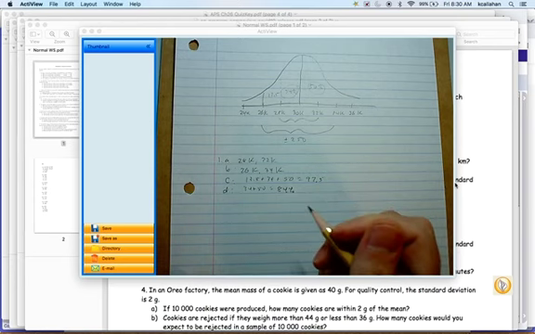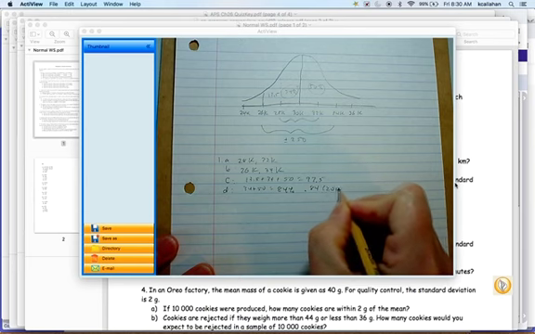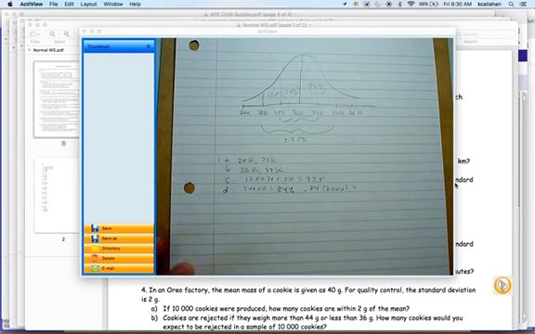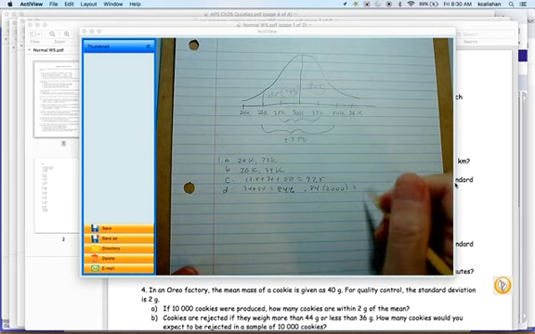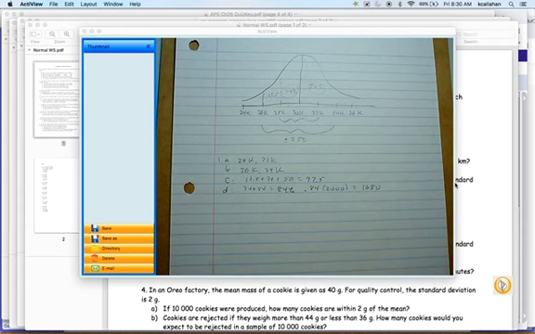But they didn't ask that. They said, how many out of 2,000? So you're going to have to do 0.84 times 2,000. Right? And what is that going to be? 168. So 1,680. You could use Desmos or a calculator to figure that one out.